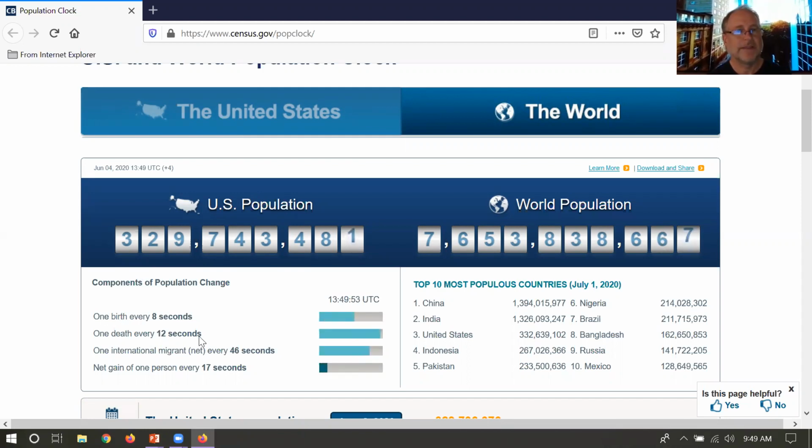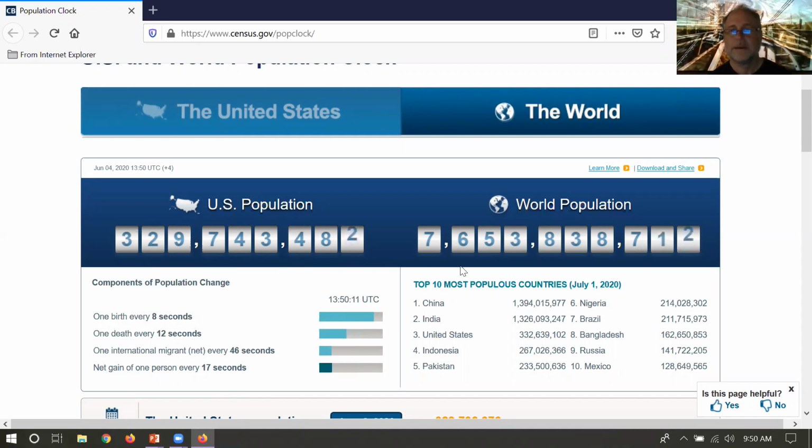There's one death about every 12 seconds in the US. There's one international migrant coming into the US about every 46 seconds. So when you combine all of that, we have about a net gain of one person every 17 seconds. So you can see that this number is slowly going up.